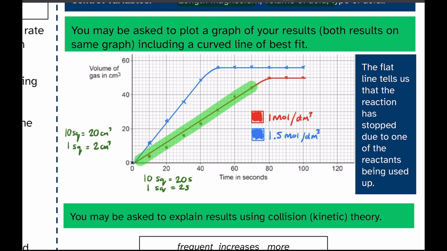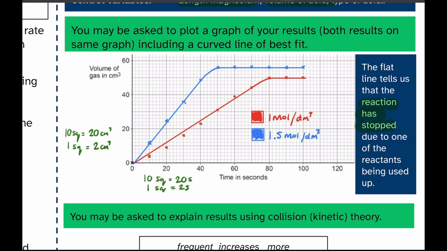Whereas this one obviously not as steep, therefore not quick. We can see here that they both level out. So whenever we get a flat line on a rate of reaction graph, it means that the reaction has stopped. And that's because one of the reactants, as in the limiting reactant, will have been used up.